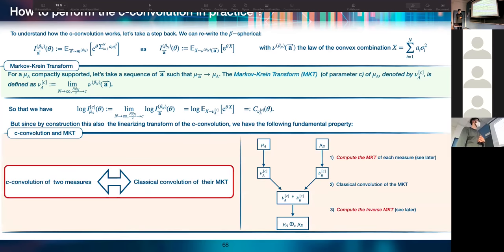It means you have a very powerful way of computing the C convolution. You first compute the law of this Markov-Krein transform for both mu_A and mu_B. You convolve the two densities you just obtained, and then you try to do the inverse map. That is, from the knowledge of the classical convolution of the Markov-Krein transforms of mu_A and mu_B, you define the C convolution through the inverse map.